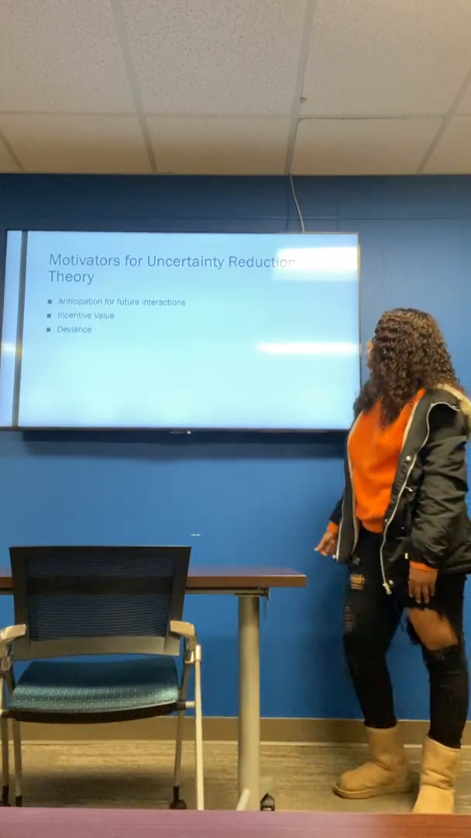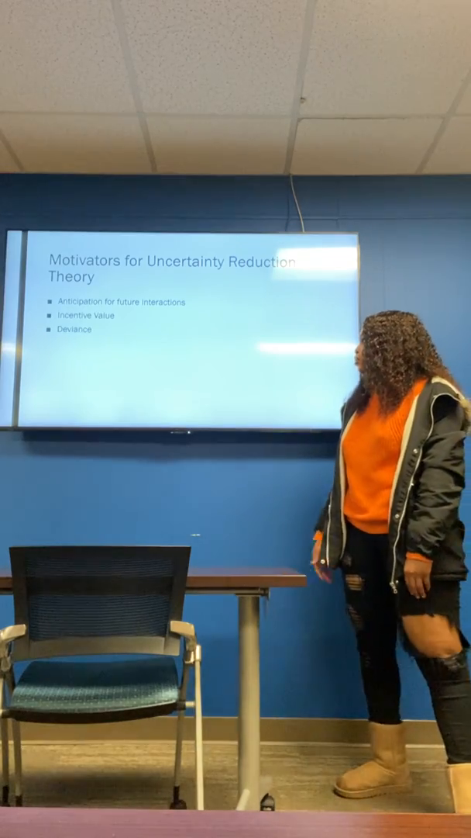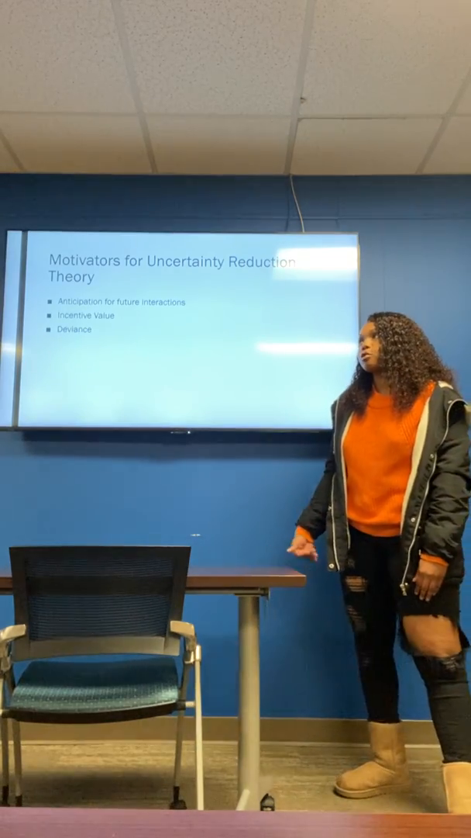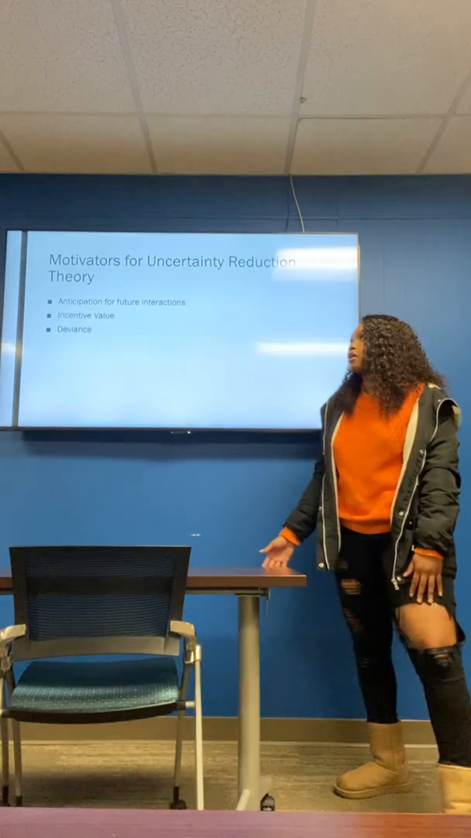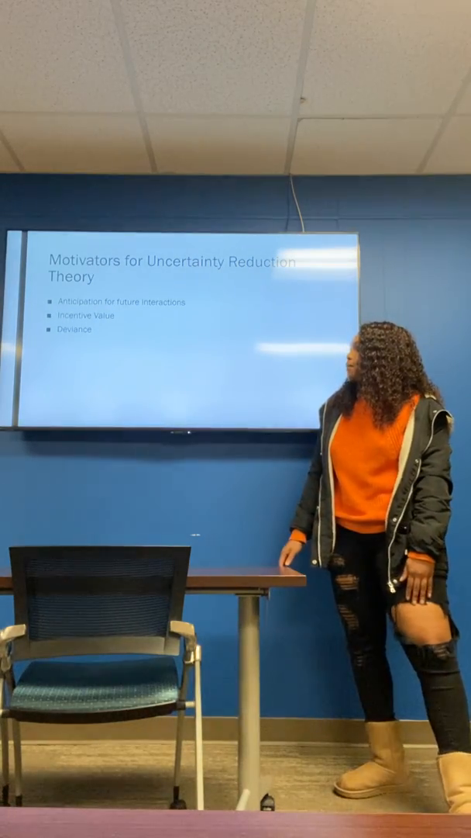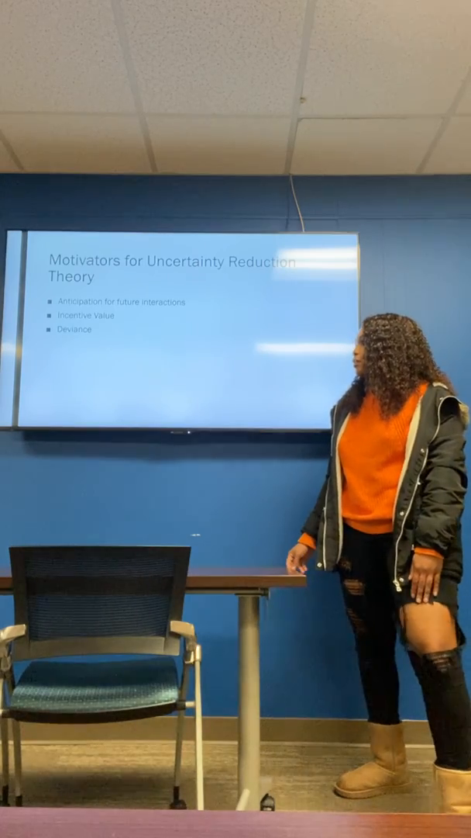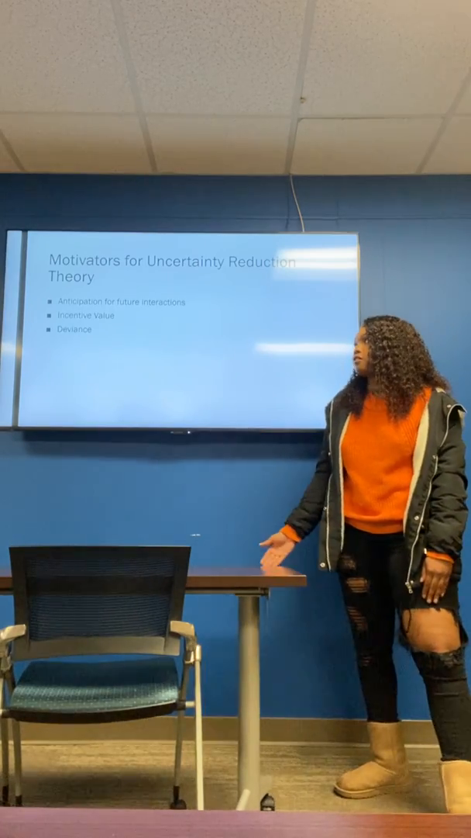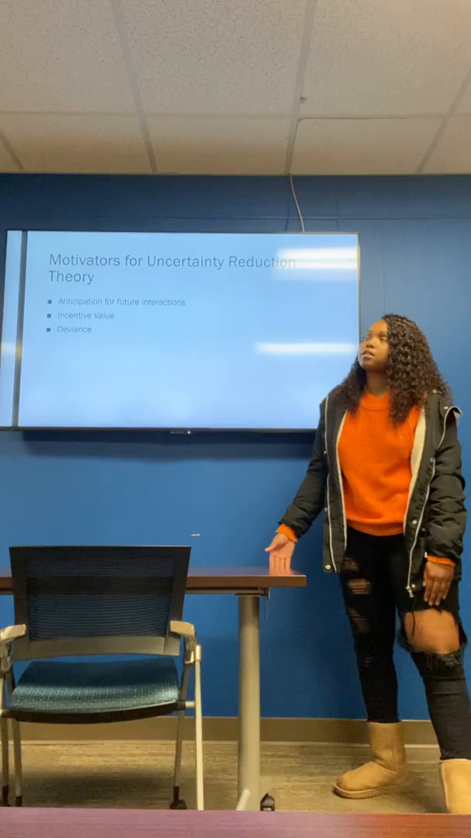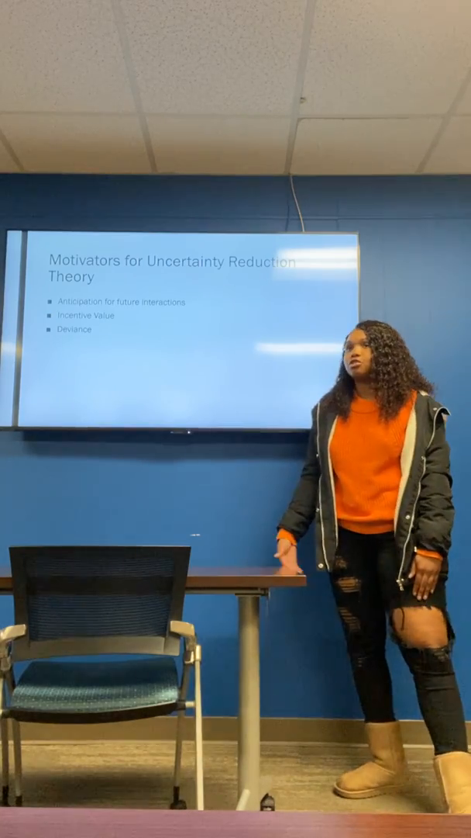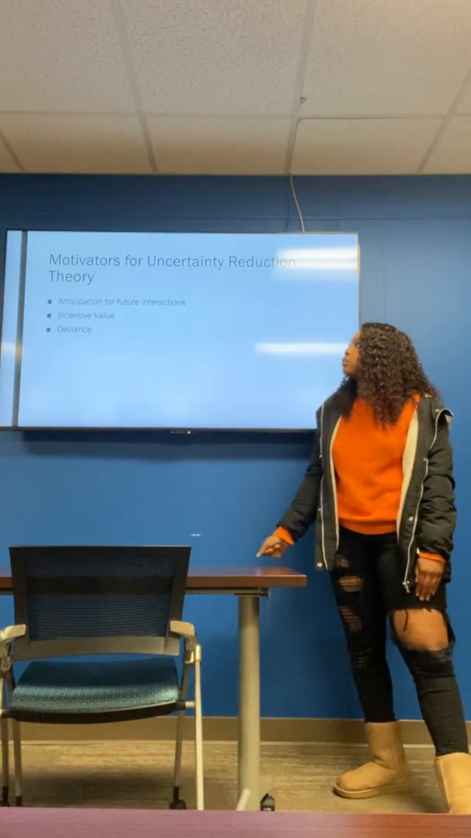Motives for uncertainty reduction are anticipation of future interactions, meaning for promotional opportunities or to get a job or scholarships, anything like that. Incentive value, meaning getting to know somebody for a deeper meaning, to benefit yourself. And deviance was basically to destroy people or use anything that you know against them in the future.